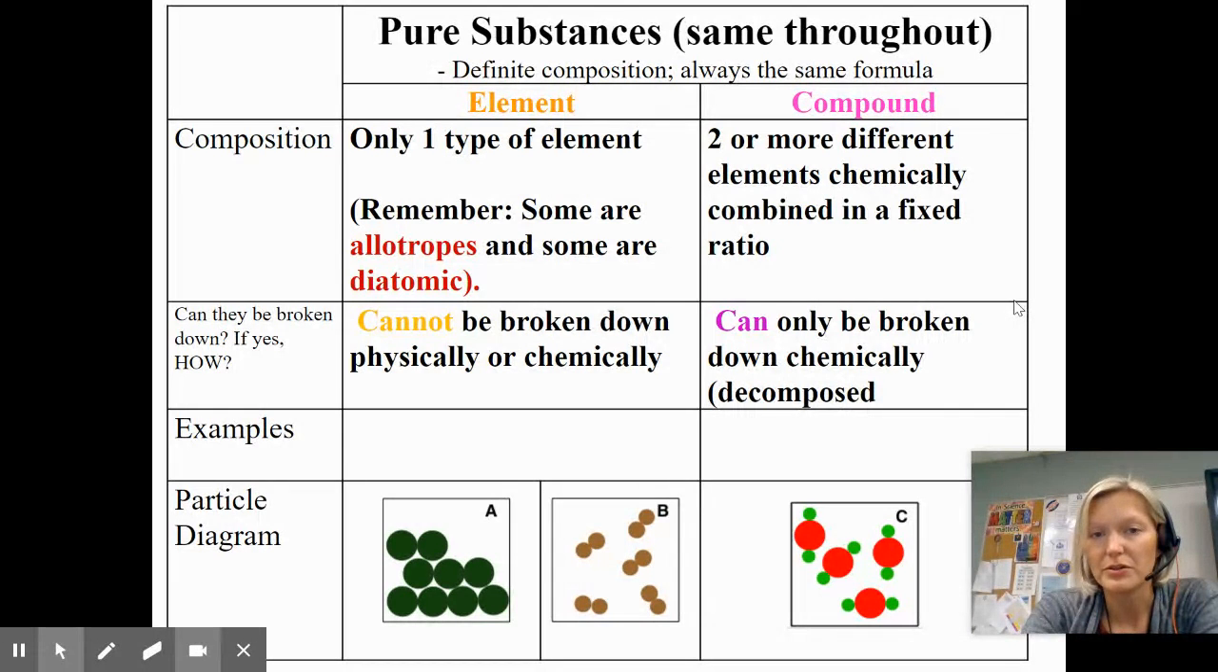Oxygen is made of O2, one element. Ozone is made of O3, one element. Now, they cannot be broken down chemically or physically, and there are some particle diagrams. Letter A looks like a solid. Letter B looks like a diatomic gas. Now, press pause, write everything down if you need to, and then move on to compound.